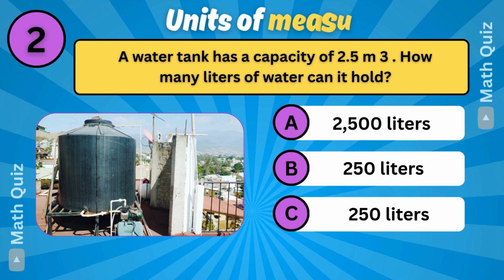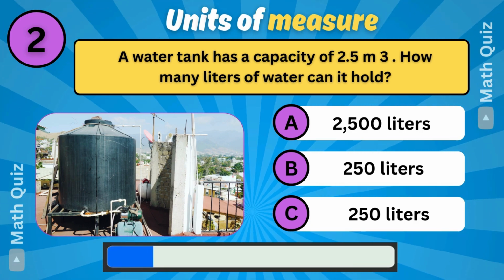2. A water tank has a capacity of 2.5 m³. How many liters of water can it hold?